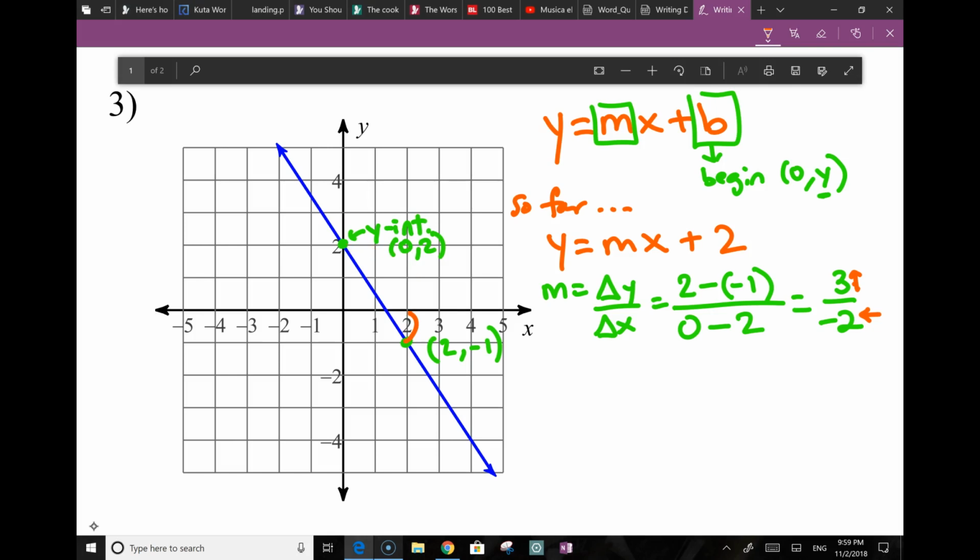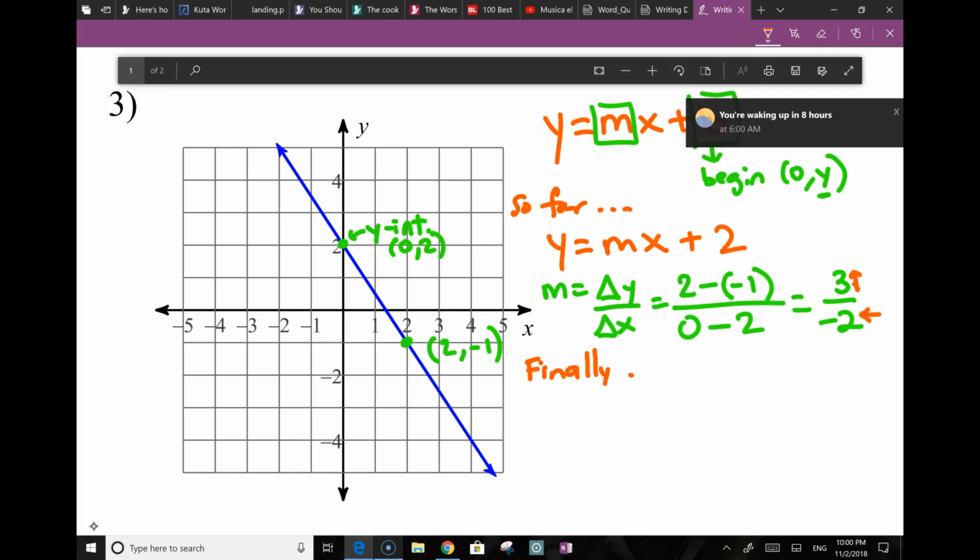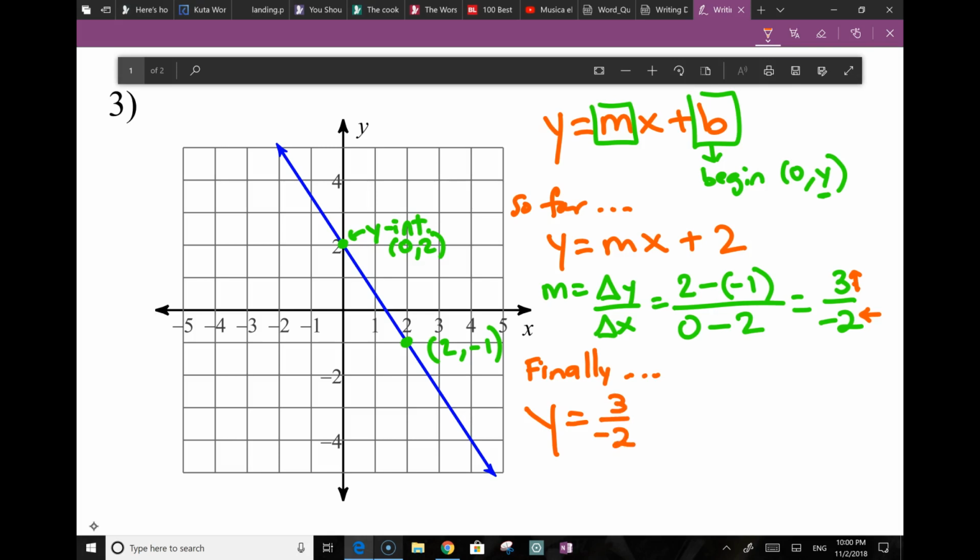So now that we have our slope and we now have our y-intercept, we can finally finish this up and get the answer to everything. So finally, we're going to have y is equal to 3 over -2x and then +2. And that is the end.